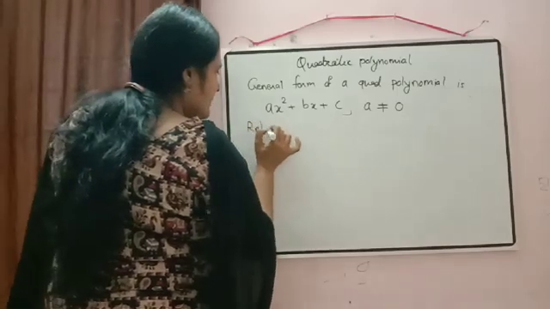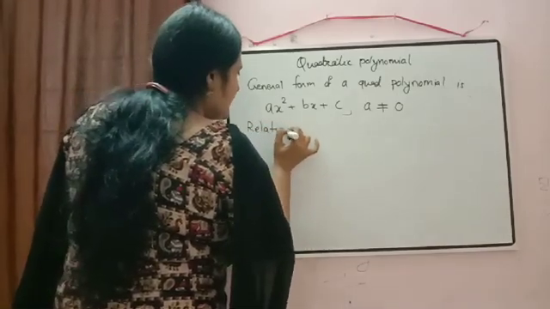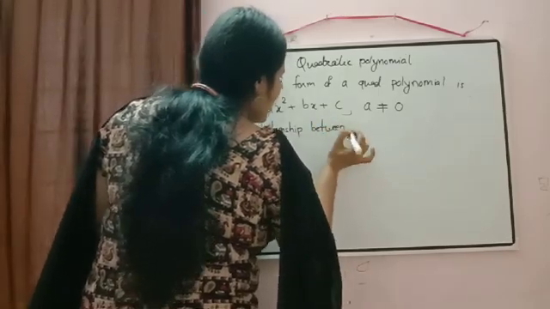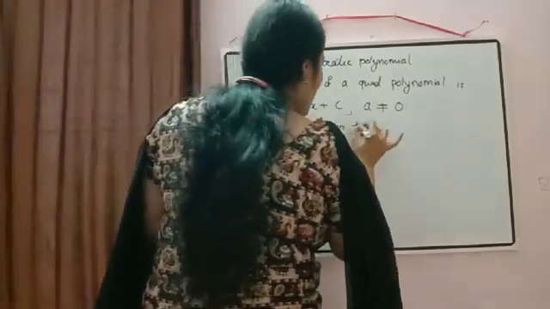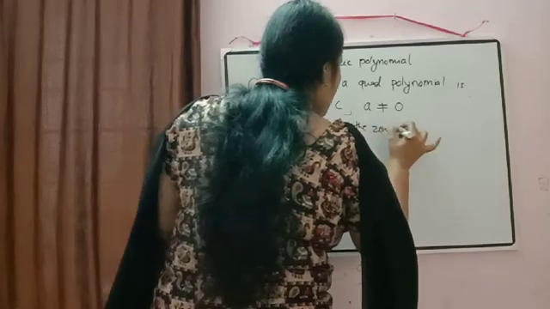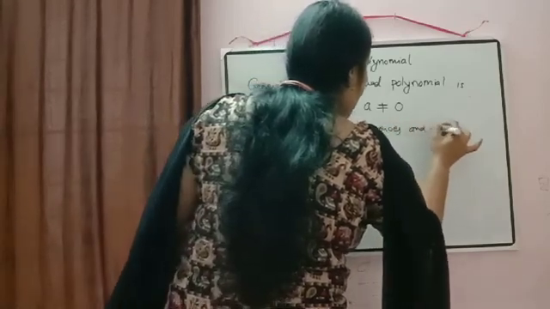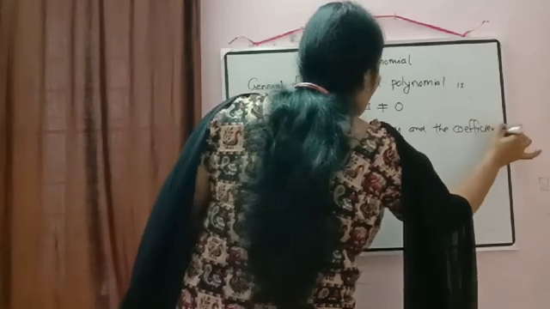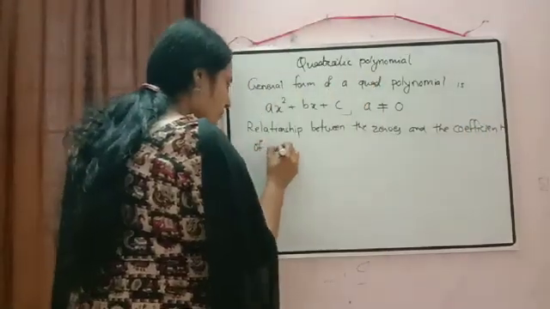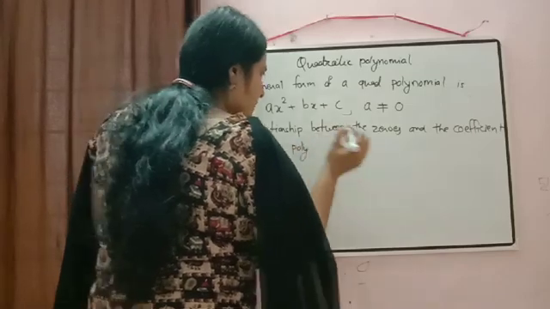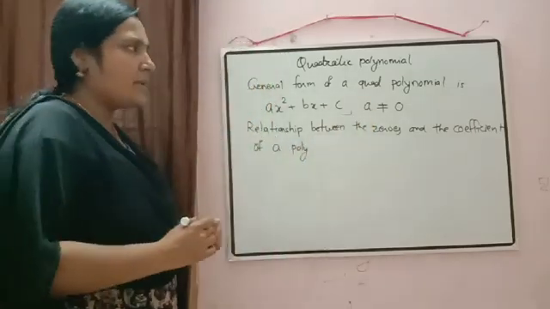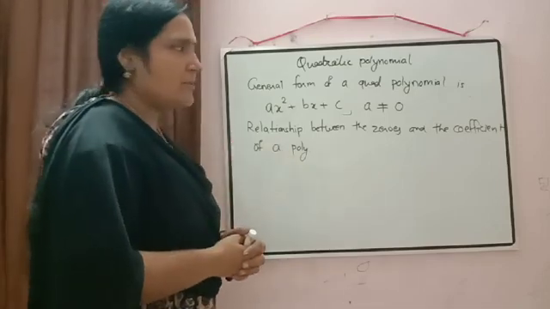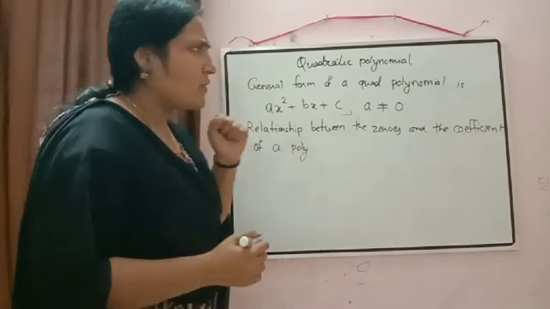Relationship between the zeros and the coefficient of a polynomial. So zeros, you know, zeros means the particular value of x which will make the given polynomial equal to 0. What do you mean by coefficient?